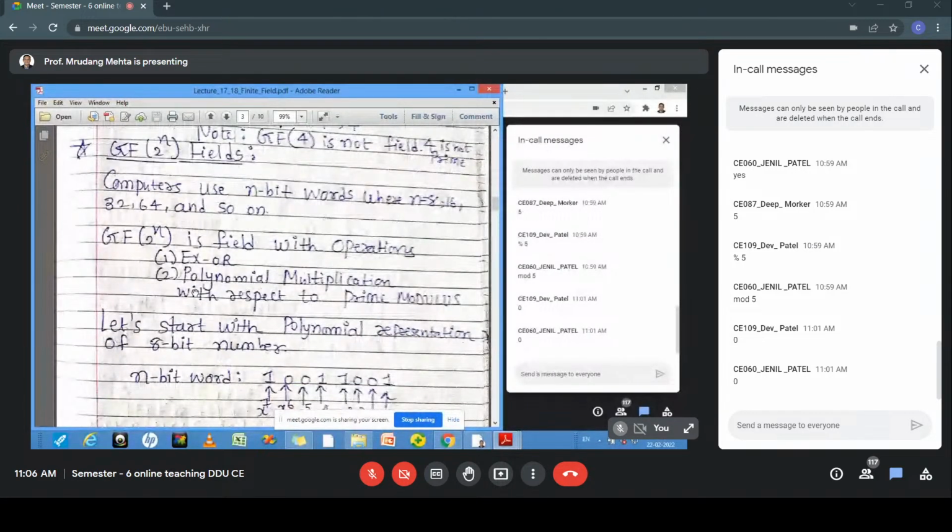Now we talk about an important concept which is required for finite field, that is GF 2 raised to n field. Now computers have n bit words. Okay, generally if you buy any processor, you ask what is the processor.